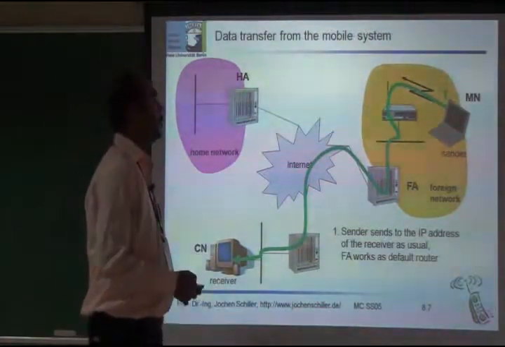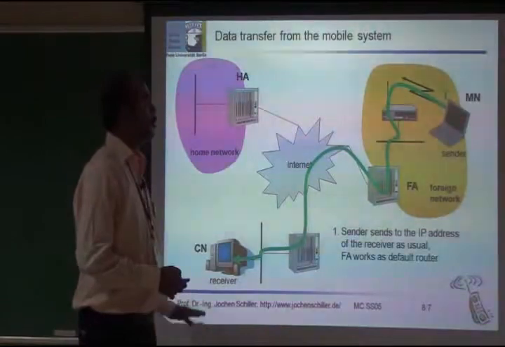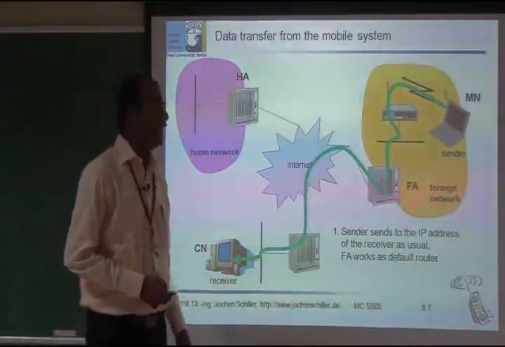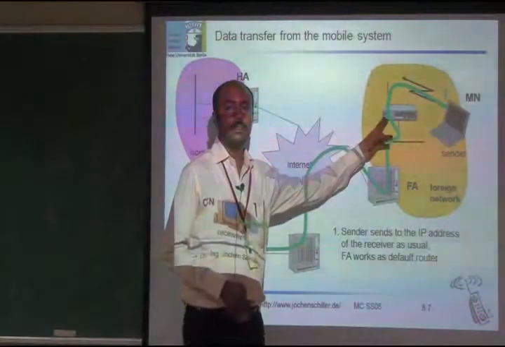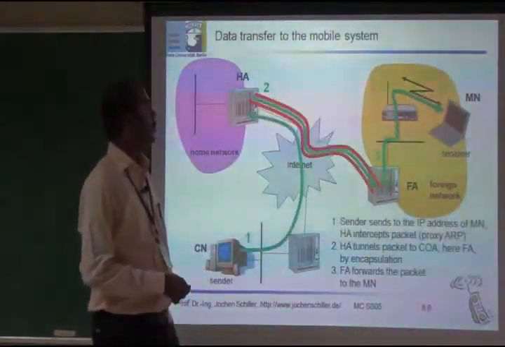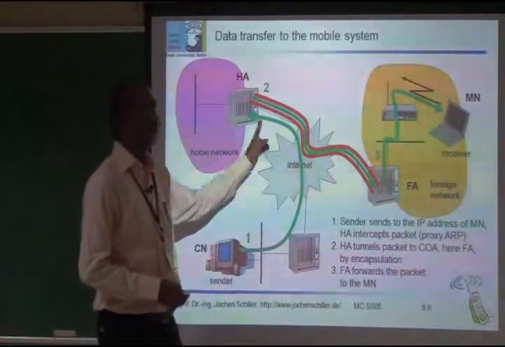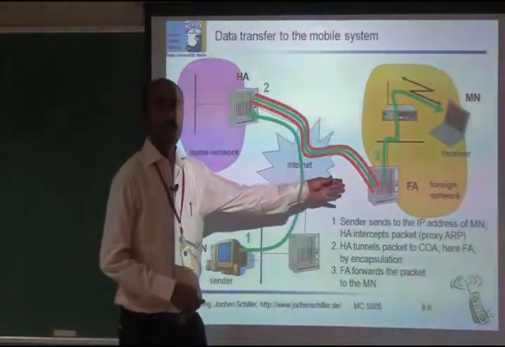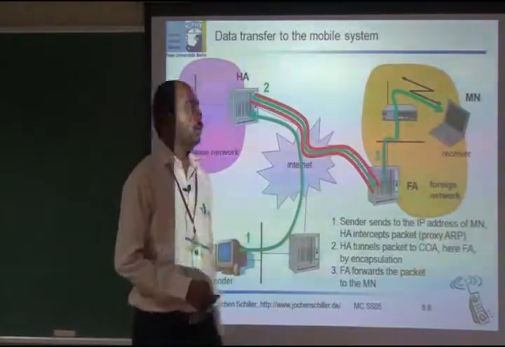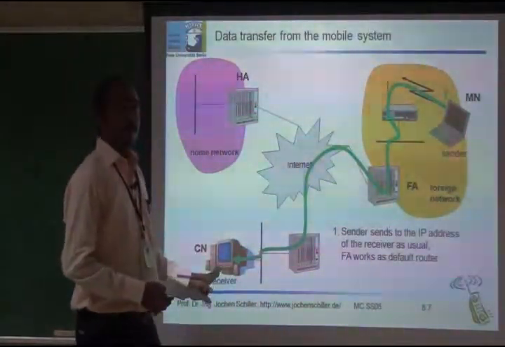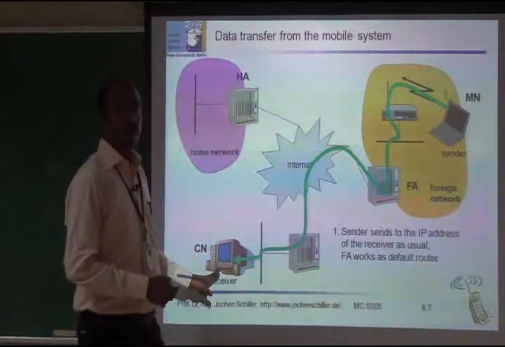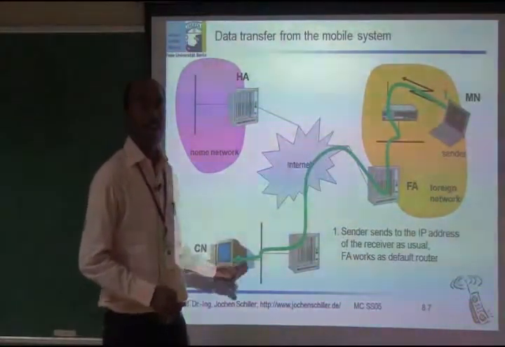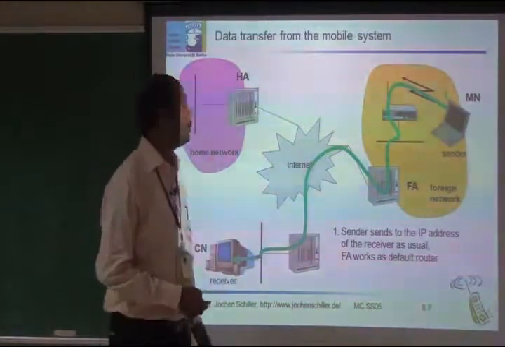So this is the first point. Suppose the correspondent node knows where the mobile node is present, it will directly communicate with the mobile node. Otherwise, as in the previous case, it will send the data to the home agent, the home agent will forward the data to the foreign agent, and the foreign agent will forward the data to the mobile node. Where the correspondent knows where the mobile node is present, it will use the care of address of the particular mobile node directly, and communicate with the mobile node.